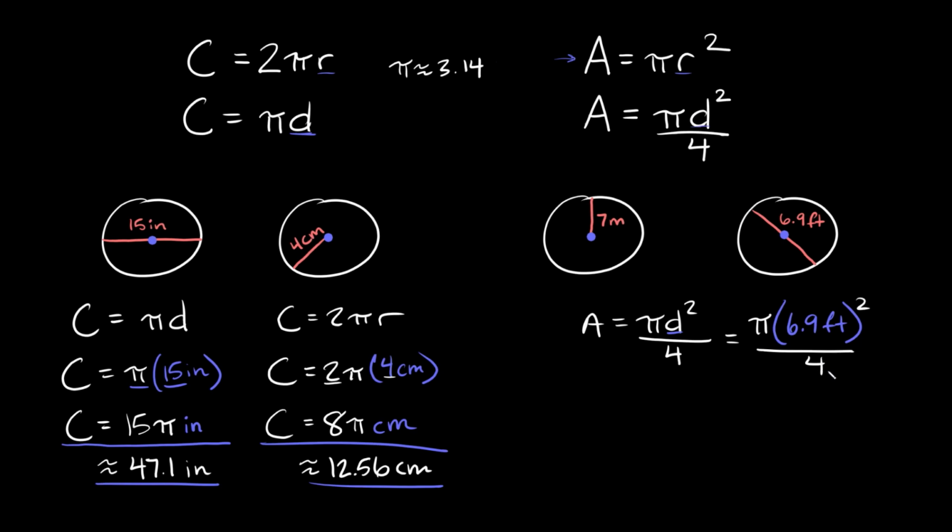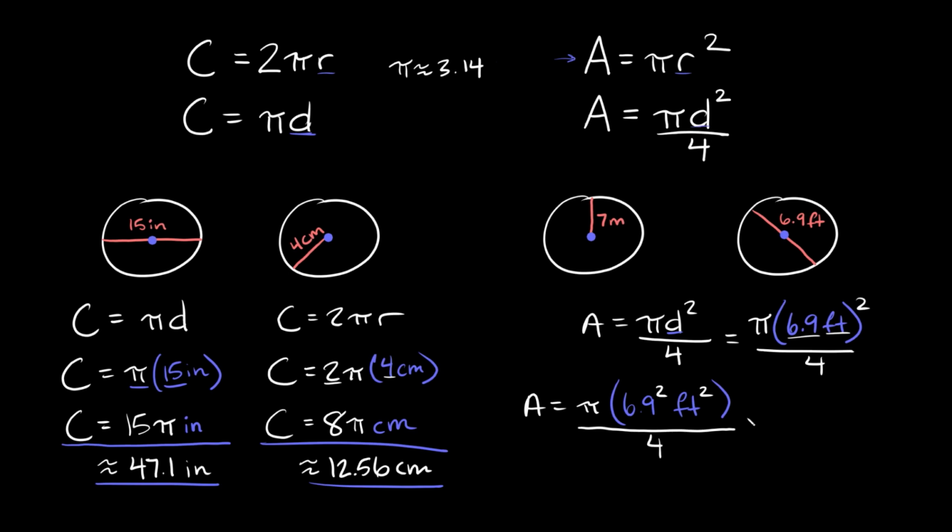squared all over 4. Now again, to apply this exponent to what's inside the parentheses, we have to apply it to everything, so to the number and to the units. So I can rewrite it as the area is equal to pi times, in parentheses, 6.9 squared times feet squared. And again, this is all over 4. Okay, now in order to simplify what we have in here, 6.9 squared, if you plug that into your calculator, you'll get that this is equal to 47.61, right?